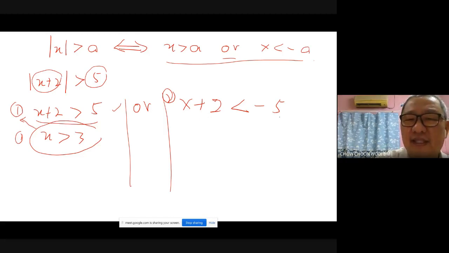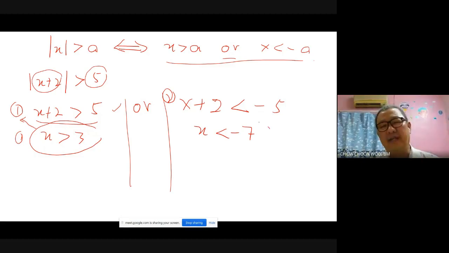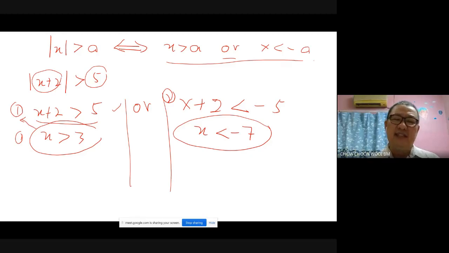Then what about the second one? As usual, before you solve it, you need to ask, is this a linear inequality? Kalau yes, you just solve it directly. Okay, x less than negative 5 minus 2, which is negative 7. So ada orang bagi tahu saya, dia satu set jawapan.